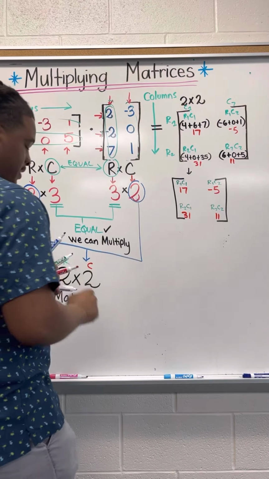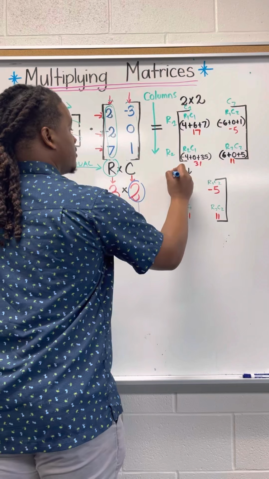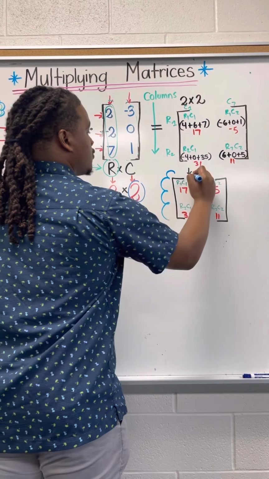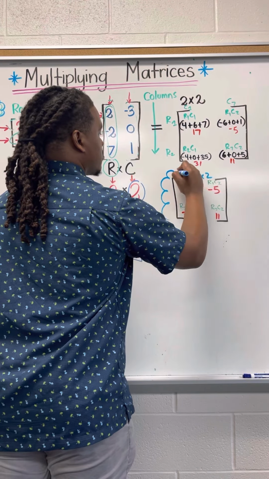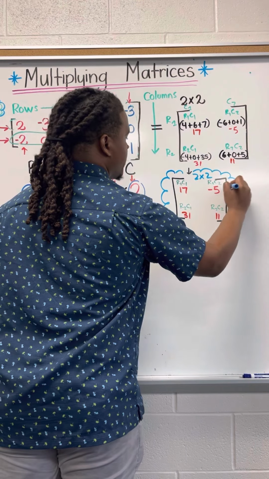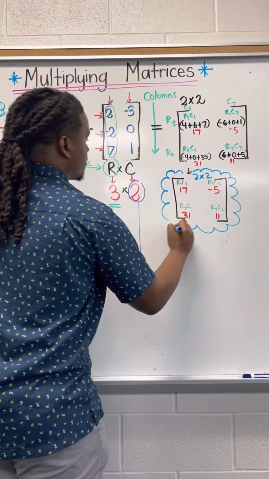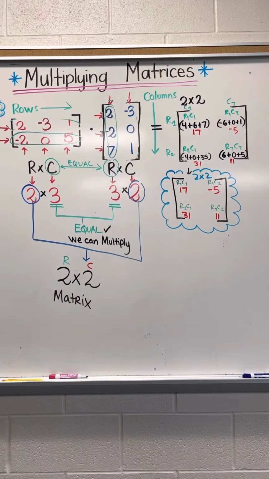So this right here, ladies and gentlemen, is our answer to our 2 by 2 product or our 2 by 2 matrix, which is our final answer. Okay? That is our answer. This is how we multiply matrices. I will come out with more examples very soon.